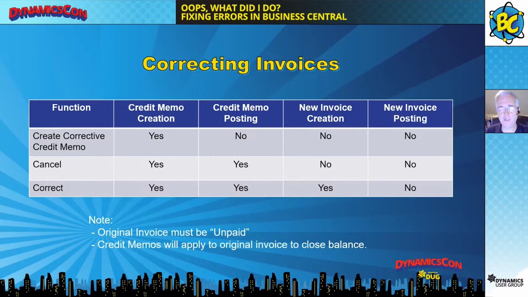Correct is the option that you want to use, because what that will do, as you see, is create the credit memo, post the credit memo, and then create the new invoice. It won't post the new invoice because presumably you need to make some changes, whether it's a pricing change or terms or something else like that. It'll create the credit memo and post it to get rid of that original invoice, and then give you that option to create the new one. So just wanted to make sure that you were aware of that as you move forward.